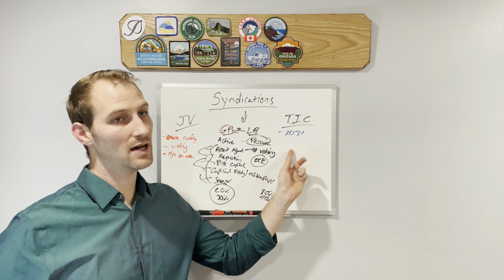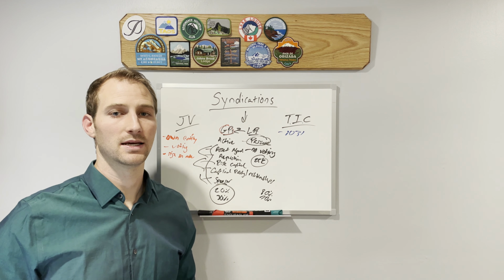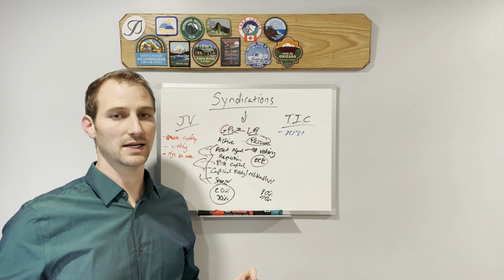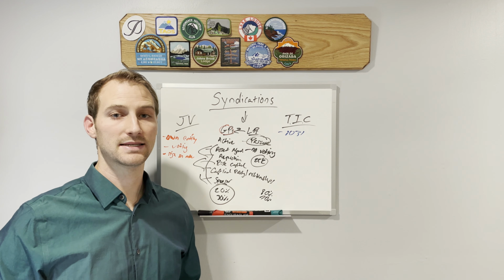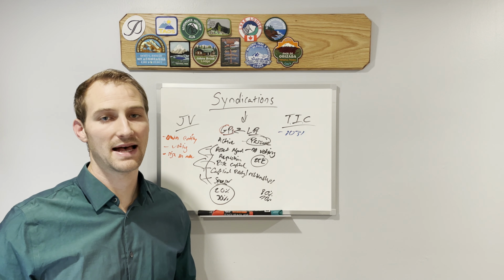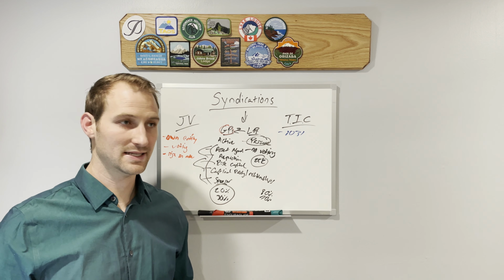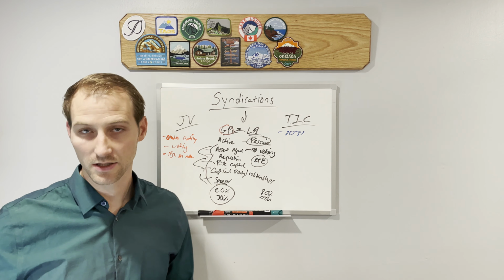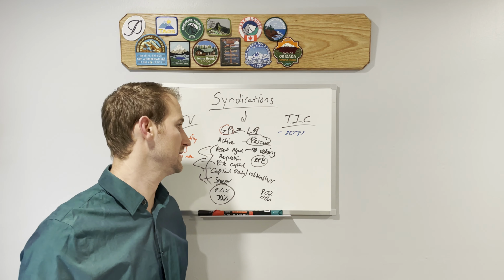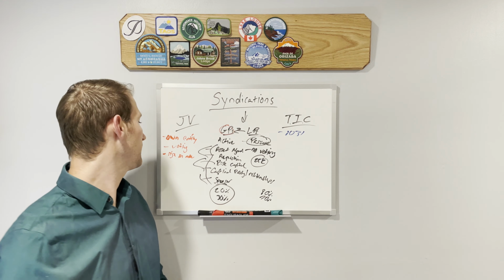With the tenants in common though, one of the things is each investor is called a tenant here. If one of the tenants dies, then their share is passed on to either their estate or whoever they listed in the contract originally. So that's one of the major things that you need to know about this.